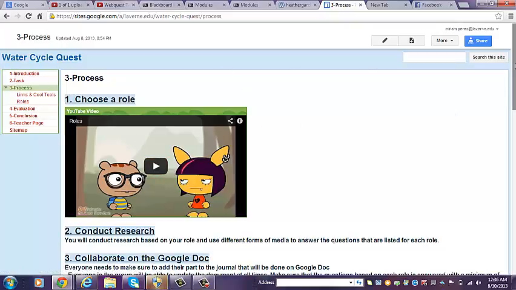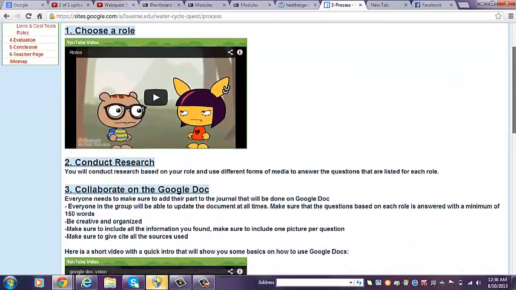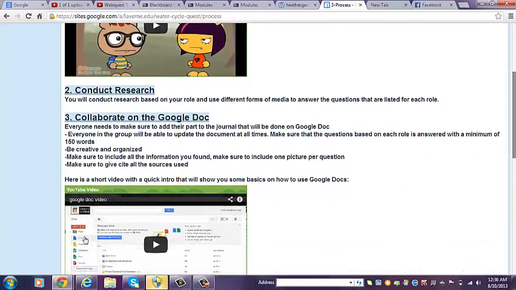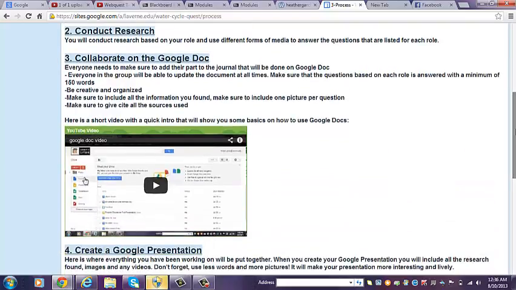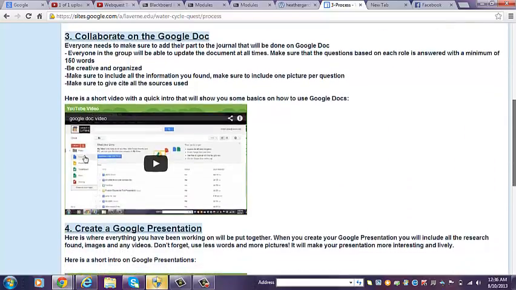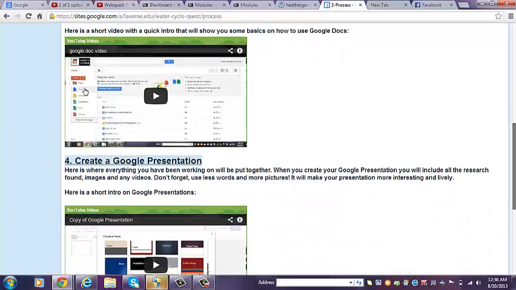And here I listed step by step. One, they will be choosing a role. Two, they will be conducting research. In here, I also tell students that they're going to be working in groups, and that each of them will have a presentation.